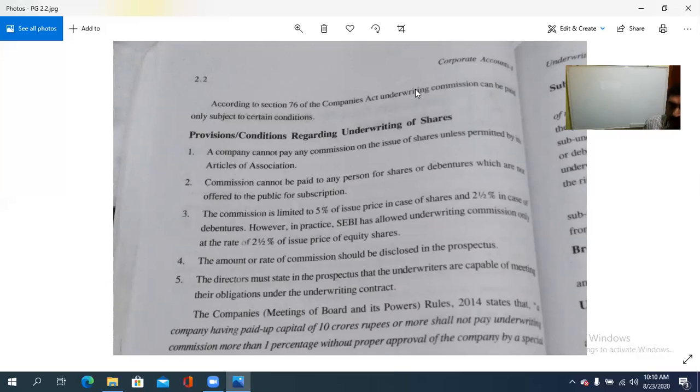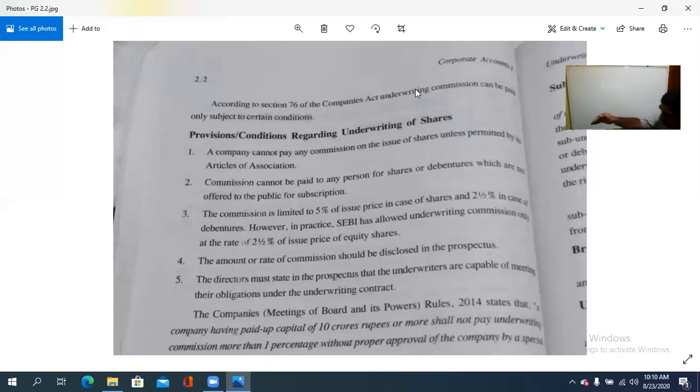However, in practice, SEBI has allowed the underwriting commission only at the rate of 2.5% of the issue price of equity shares. SEBI has allowed 2.5% for equity shares, but generally 5% is the commission charged. So 5% for the shares and 2.5% for the debentures as per the Act. But SEBI rules allow underwriting commission at the rate of 2.5% of the issue price of equity shares. Then, the rate of commission should be disclosed in the prospectus also.